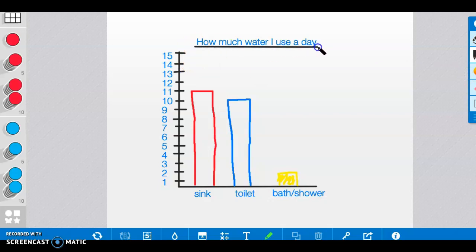So once you have done this, you made your bar graph. How cool! If you would like to challenge yourself a little more, on the bottom of yours, tell me, what did you use the most and what did you use the least? And then I want you to show us your bar graph on Flipgrid.